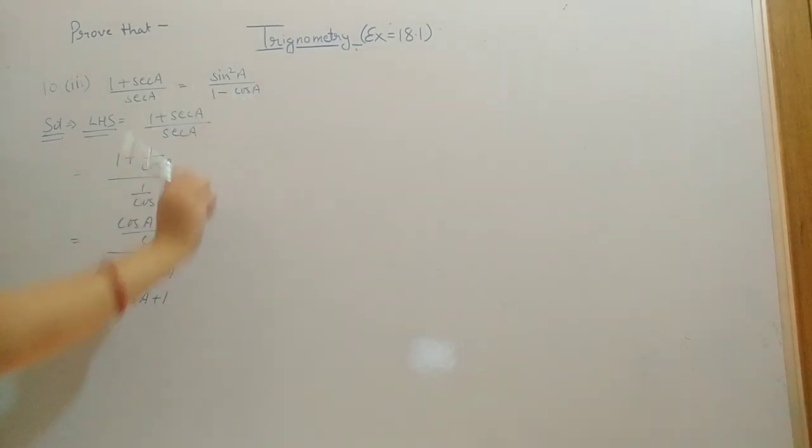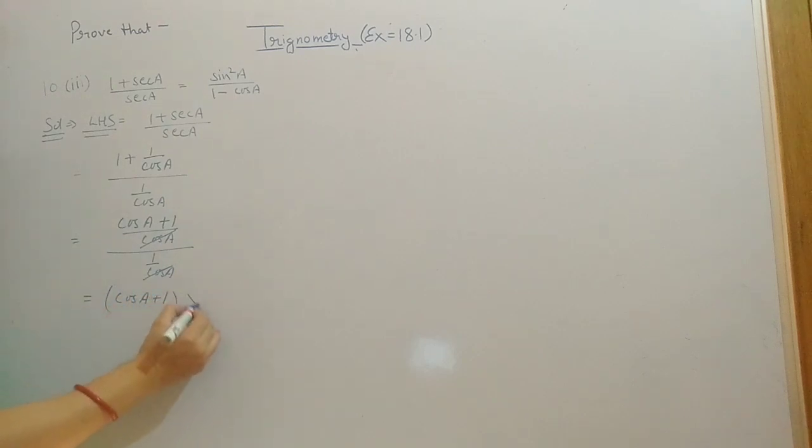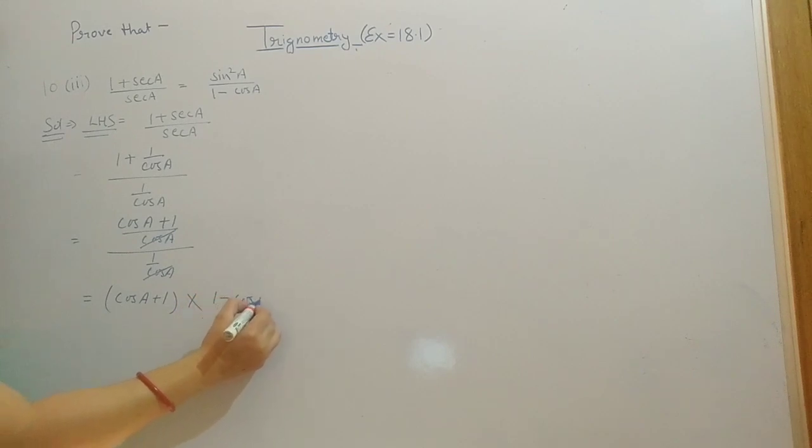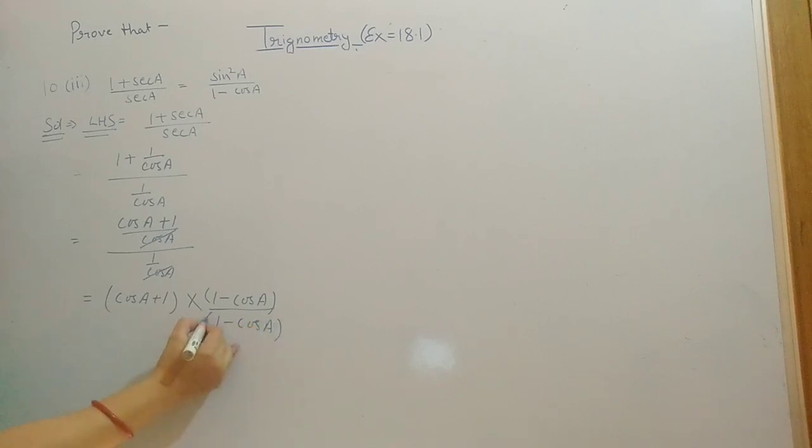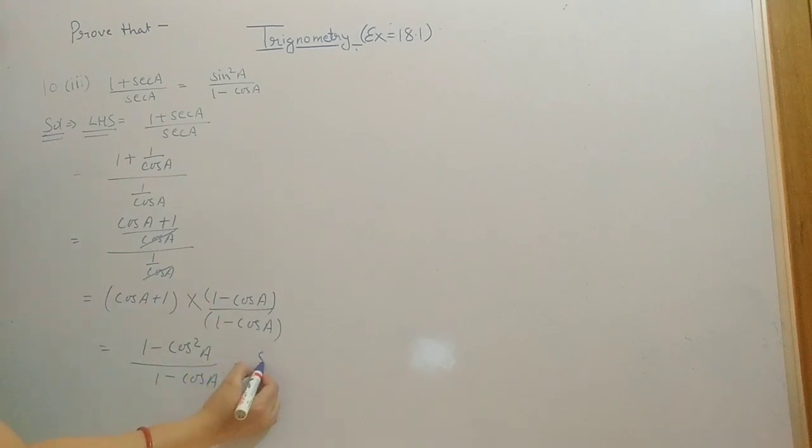Now see the right side. In the right side denominator we want 1 minus cos A. So we will multiply by 1 minus cos A in the numerator and denominator. Now in the numerator 1 plus cos A times 1 minus cos A becomes 1 minus cos square A, and in the denominator we have 1 minus cos A. 1 minus cos square A is equal to sin square A with the first identity. So we have sin square A by 1 minus cos A. That is our right side.